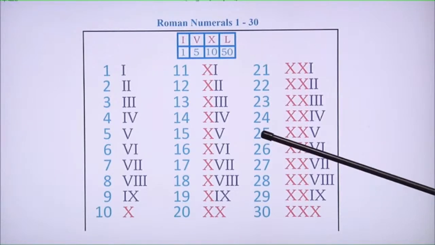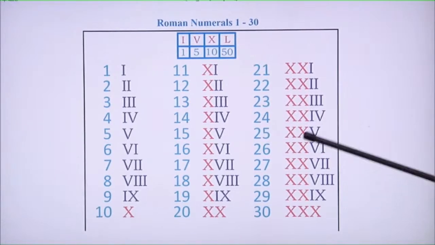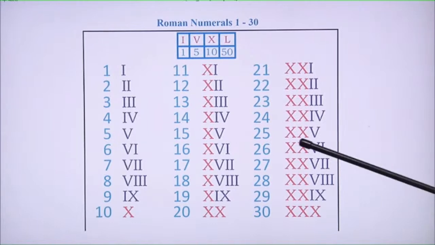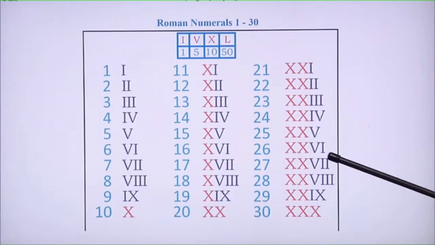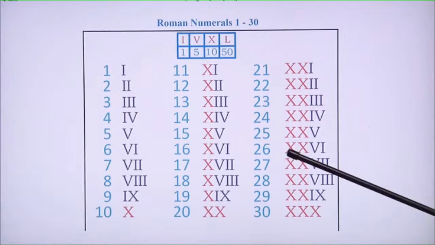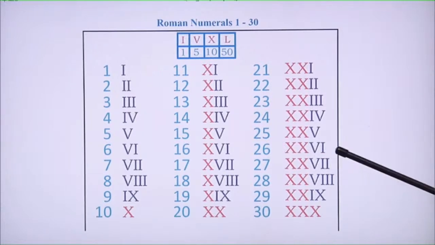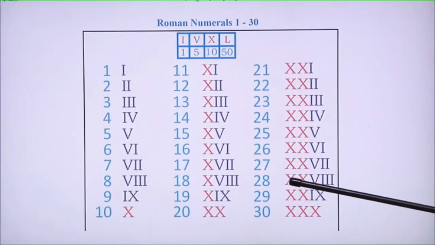And then 25, we have XXV. We know X to be 10, so 2 of the X, 20 plus 5, 25. We have XXVI. That's a 6 plus 10, which will give us 26. XXVII, 27. XXVIII will give us 28.